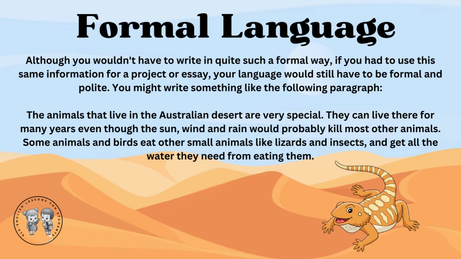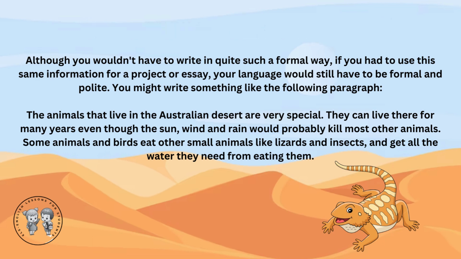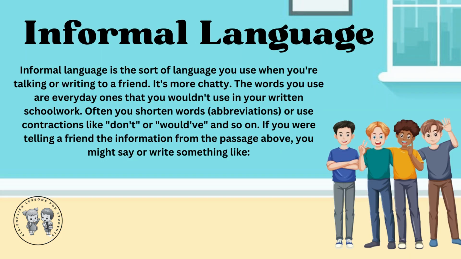Although you wouldn't have to write in quite such a formal way, if you had to use this same information for a project or essay, your language would still have to be formal and polite. You might write something like the following paragraph. The animals that live in the Australian desert are very special. They can live there for many years even though the sun, wind and rain would probably kill most other animals. Some animals and birds eat other small animals like lizards and insects, and get all the water they need from eating them.